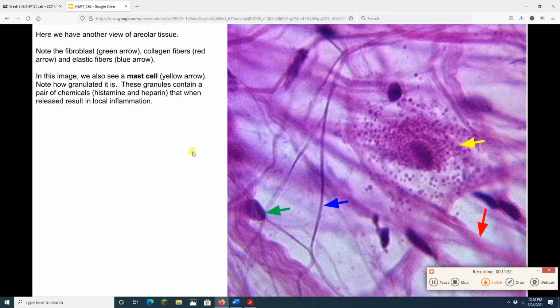And by the way, the word mast has nothing to do with the mast of a ship or anything like that. It comes from a German word meaning food, because somebody originally thought, hey, maybe these are little food bags inside this cell. All right.